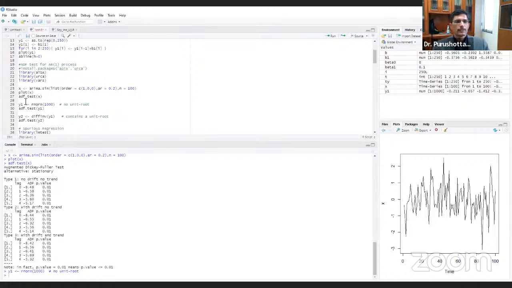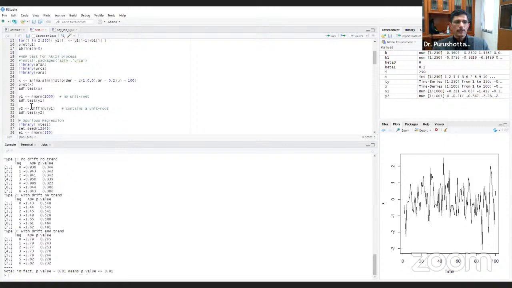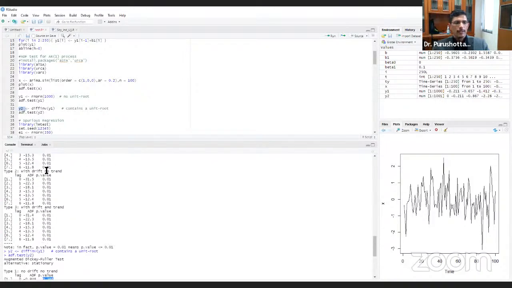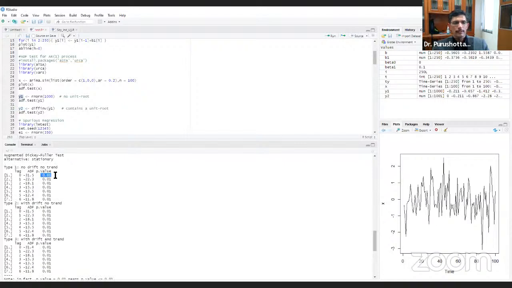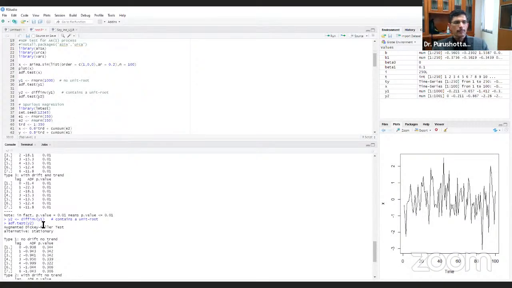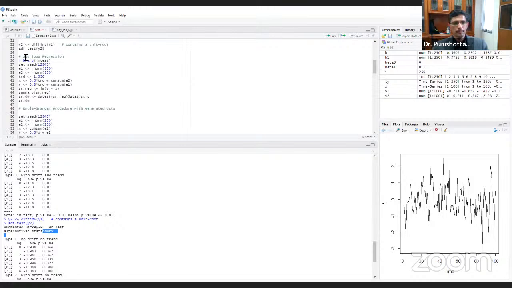Another series, which contains a unit root, this one, Y2, is not stationary at level. While this Y1 is significant as it is stationary at levels, this one is non-stationary at levels. If we difference this series, then it will be stationary, or integrated of order 1.